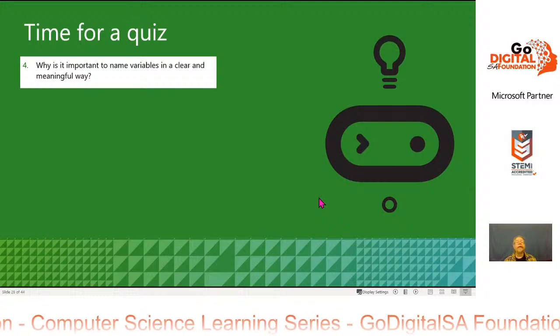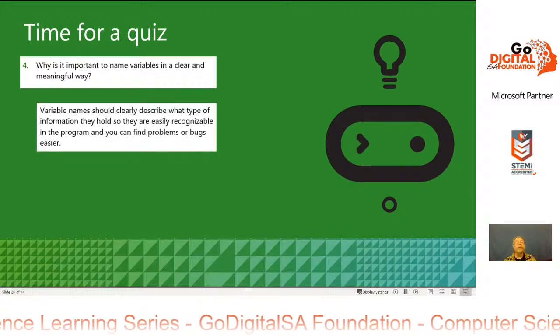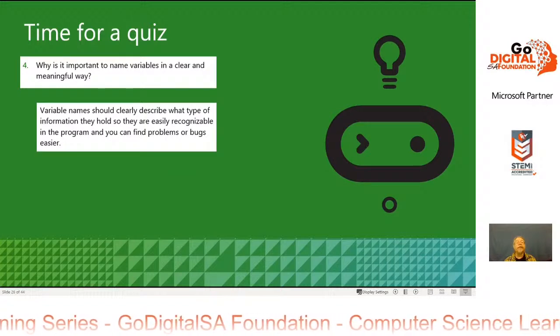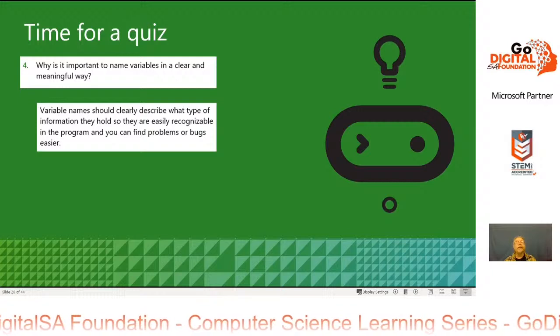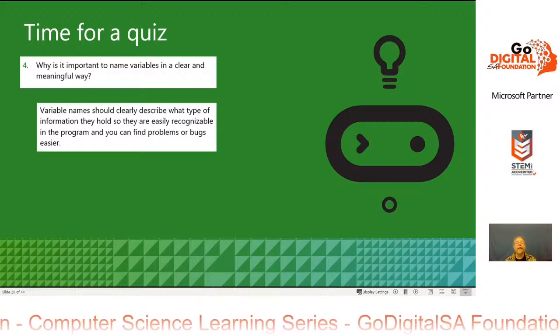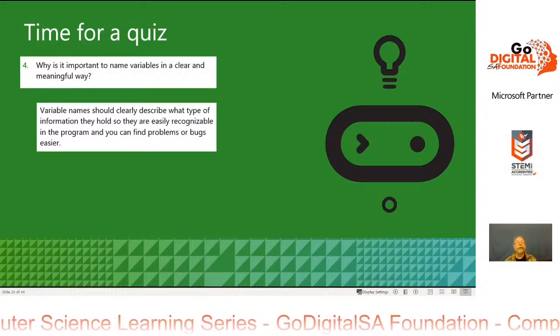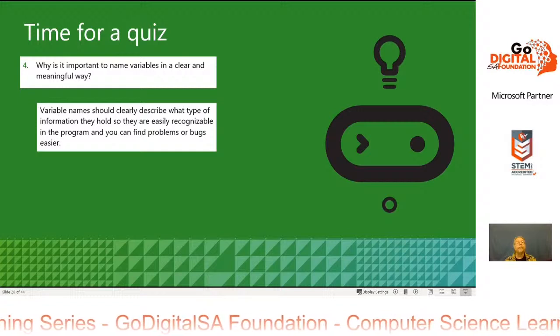Why is it important to name variables in a clear and meaningful way? Variable names should clearly describe what type of information they hold, so they are easily recognizable in the program and you can find problems or bugs more easily. Okay, when you go back to that program, you want to understand what it is doing, so you need to have variable names that make sense.